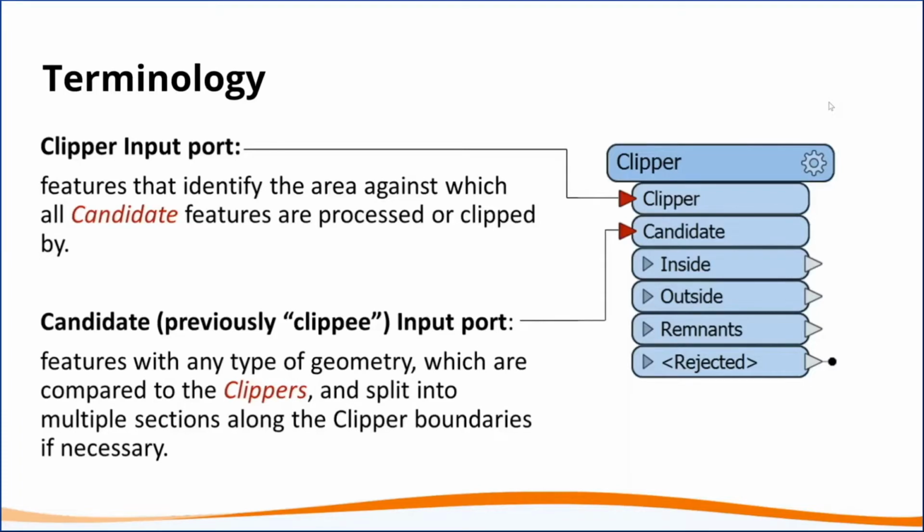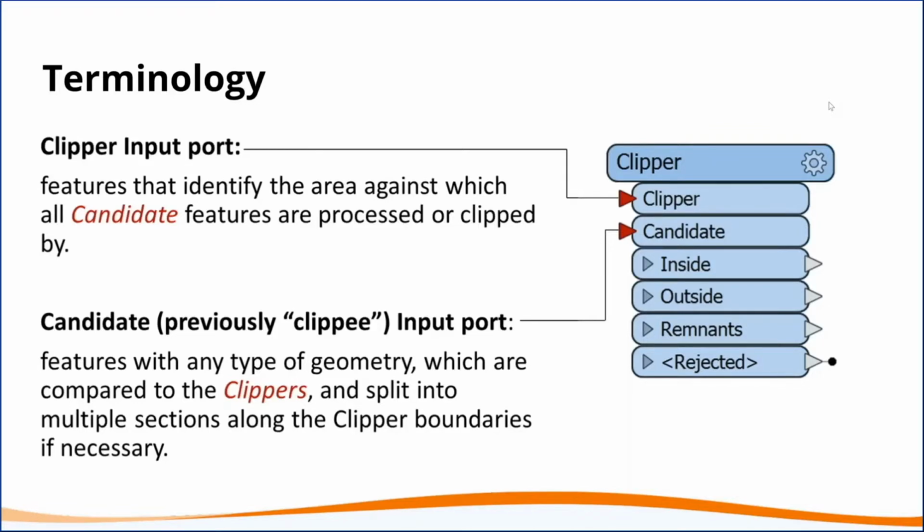This can be features of any geometry which are compared to the clippers and then split into multiple sections along the clipper boundaries if necessary. Each section is output as either falling inside or outside of the clipper, and they can also receive attributes from the clipper through a spatial join process. So there's a section in the clipper for attribute accumulation.